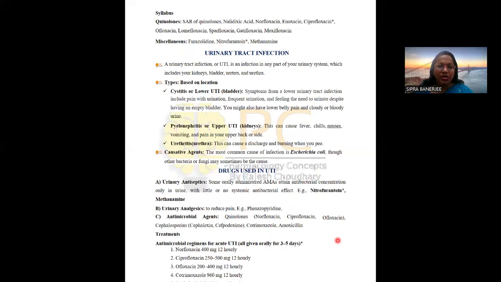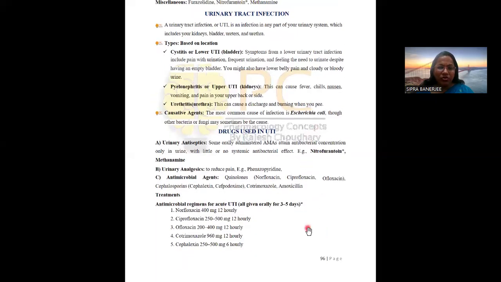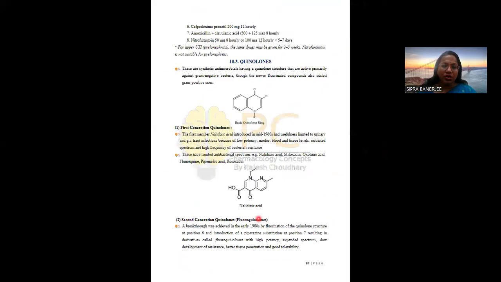Now coming to the treatment, the antimicrobial regimen for acute UTI is that for 3 to 5 days you have to give an oral drug. Norfloxacin 400 mg 12 hourly, ciprofloxacin 250 to 500 mg 12 hourly, ofloxacin 200 to 400 mg 12 hourly. Clotrimazole 960 mg 12 hourly, but I don't think clotrimazole can be given as an oral drug; it can be given as an ointment. And cephalexin 250 to 500 mg 6 hourly.